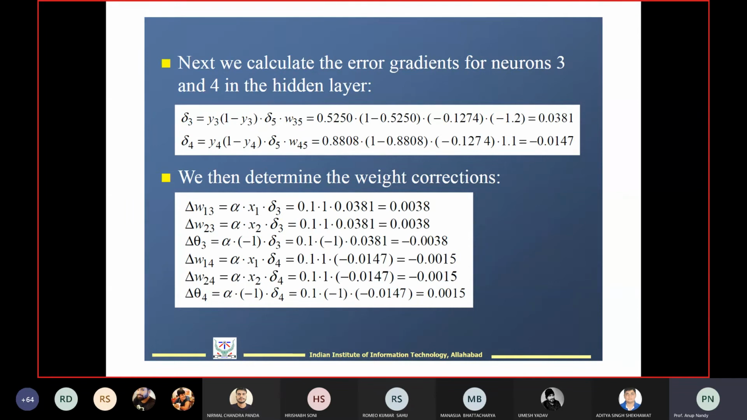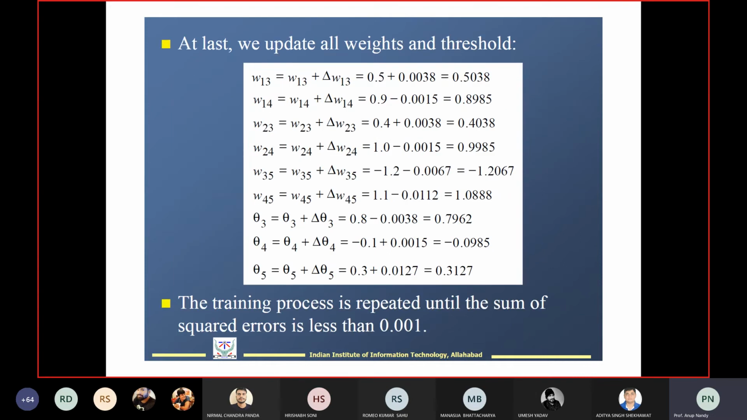Okay. So for the weight correction, there is delta theta 3, and delta theta 4 is this. You just have to plug the values into the formula, because if you know the formula, then accordingly you can calculate it. Then at last we update all the weights and thresholds: W13, W14, W23, W24, W35, W45. Then theta 3 is equal to theta 3 plus delta of theta 3.